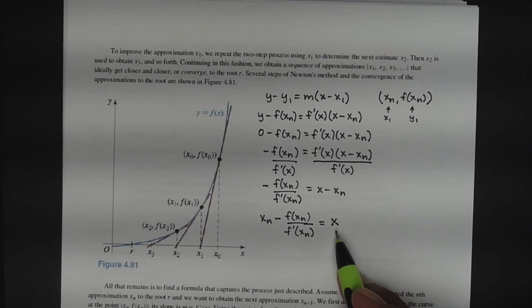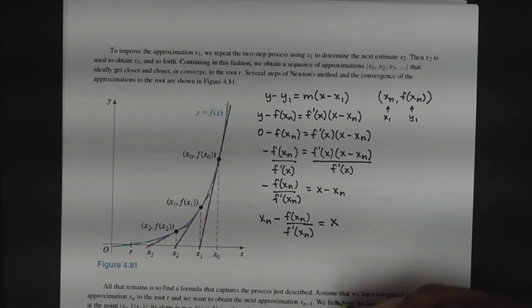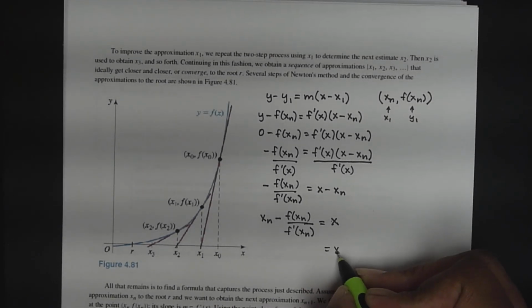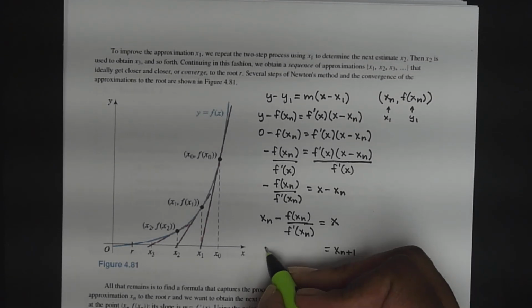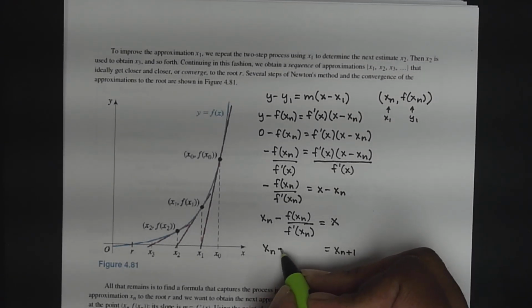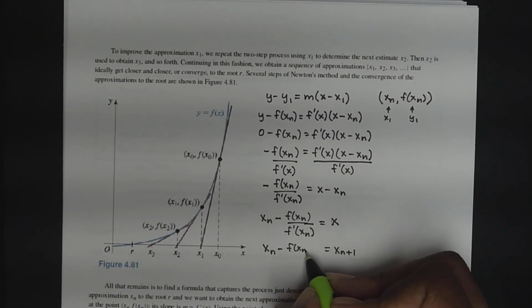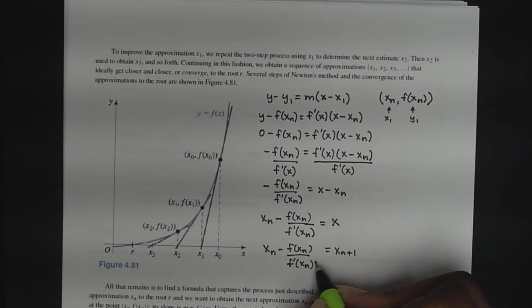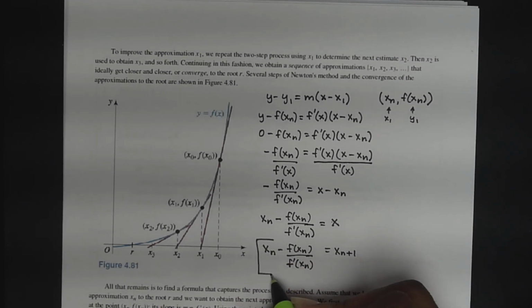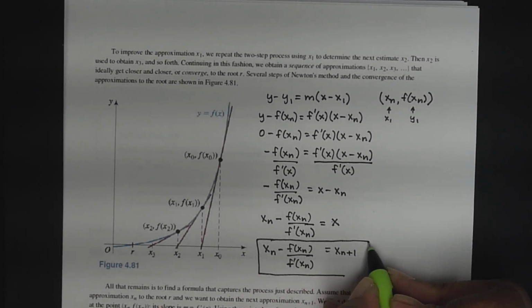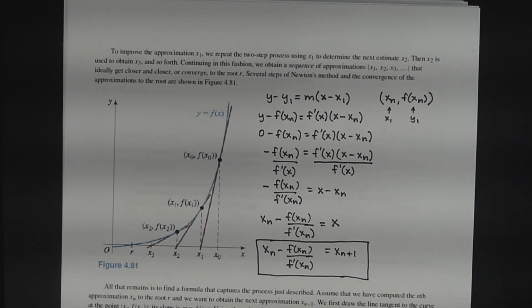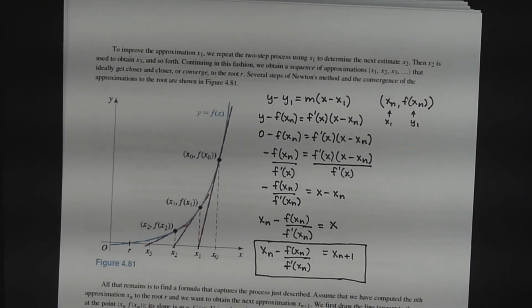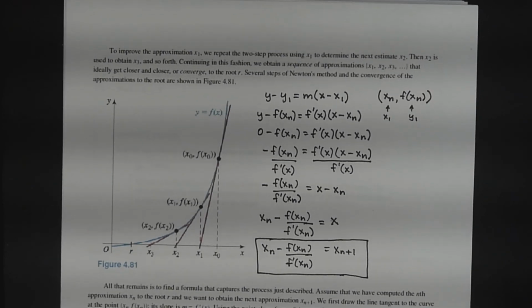And here that x will be the next approximation. So I'm going to replace that x with x of n plus 1. That's going to be equal to this: x of n minus f of x of n divided by f prime of x of n. So this right here represents what Newton's method is. This is just the formula for finding the next approximation, x of n plus 1.